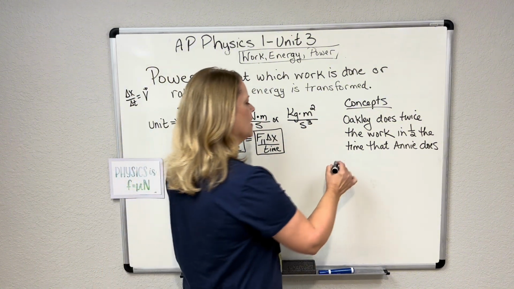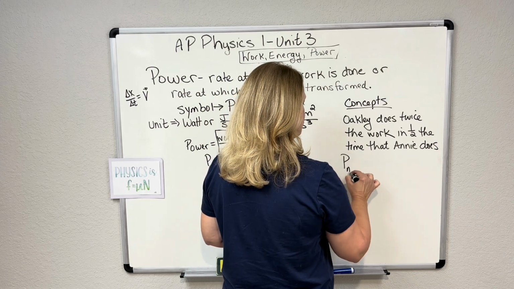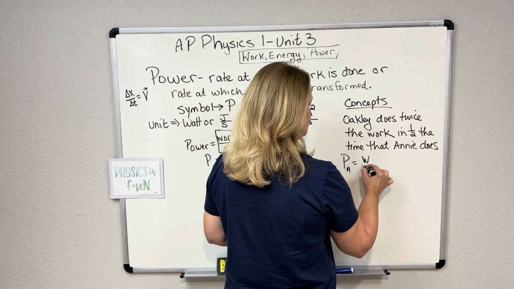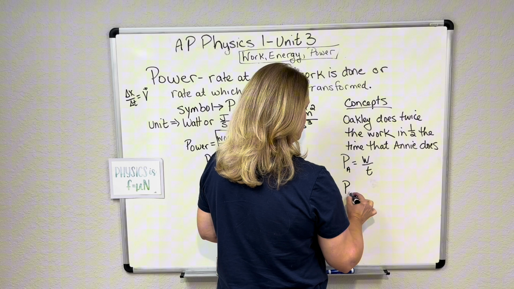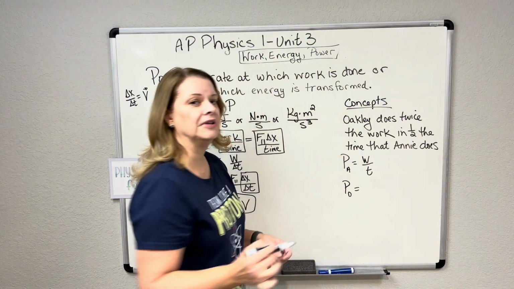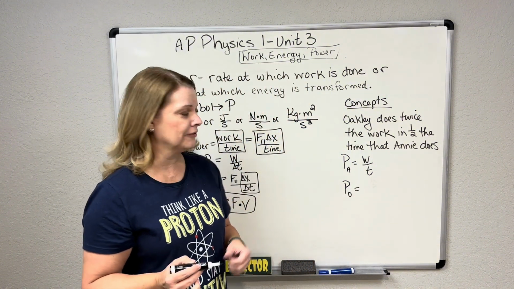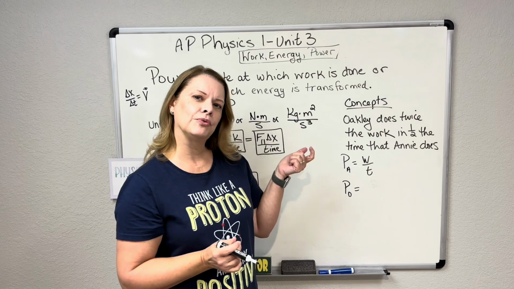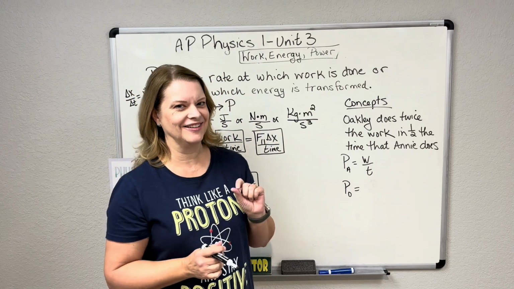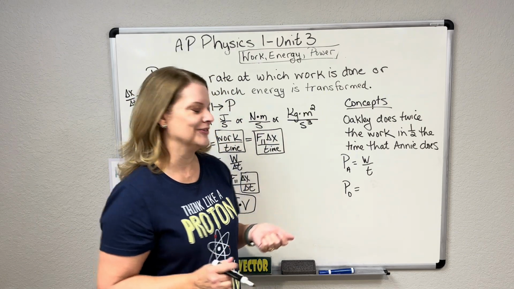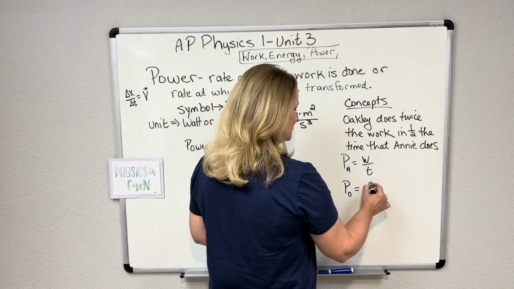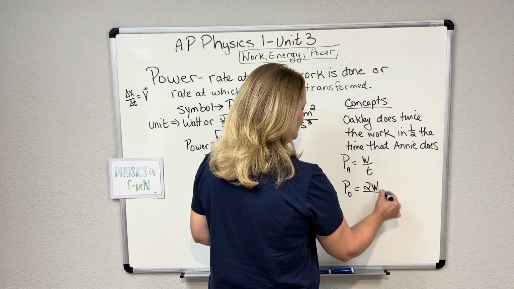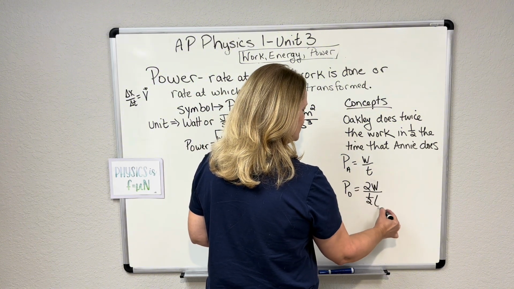time as Annie. So how you're going to do this, here's power for Annie, it's just going to be work divided by time. But power for Oakley, and by the way, this is a very true statement, Annie is 10 years old and just likes to lay around. She actually has a little problem with work and energy because she doesn't like to do any work to have any energy. But anyway, so twice the work, we're just going to put that 2 in for work and we're going to put that half in for time.